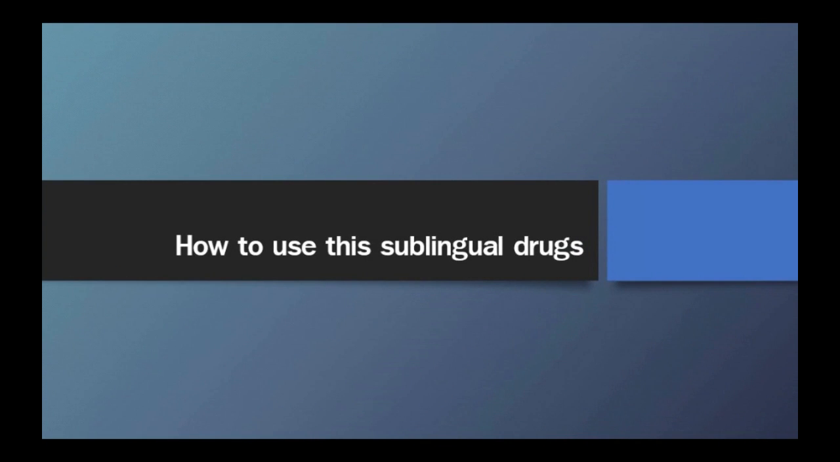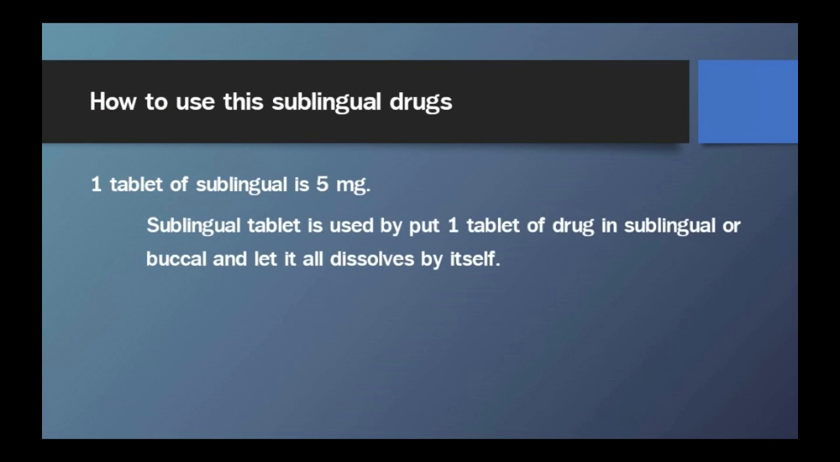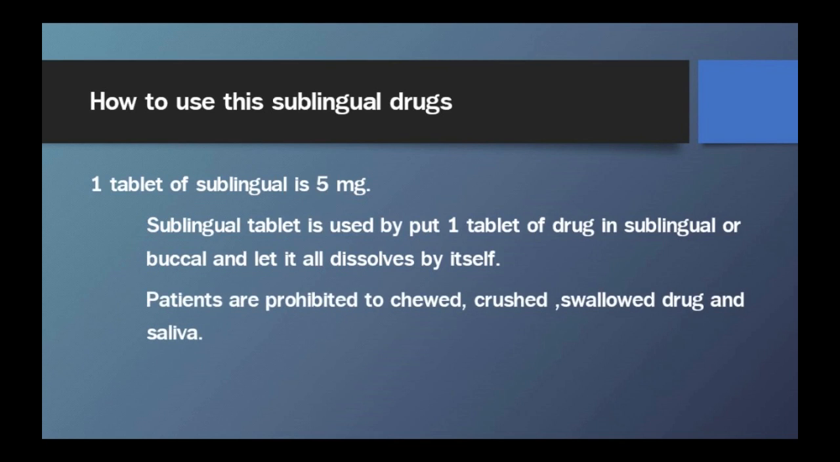For how to use this drug, one tablet of sublingual is 5 milligrams. The sublingual tablet is used by putting one tablet under the tongue or in the buccal area and letting it all dissolve by itself. Patients are prohibited from chewing, crushing, or swallowing the drug and saliva.